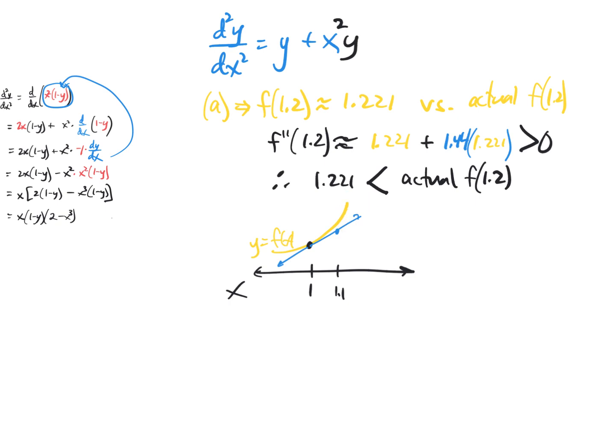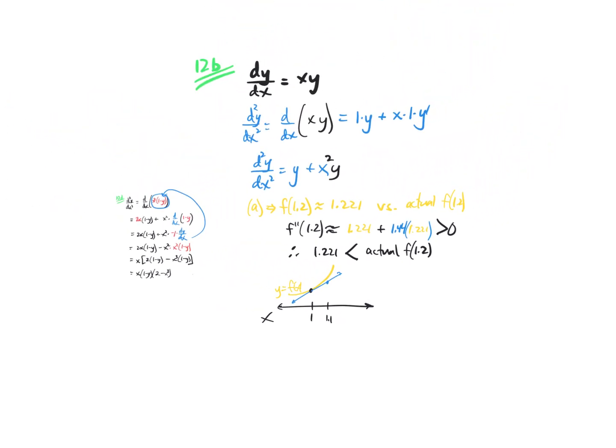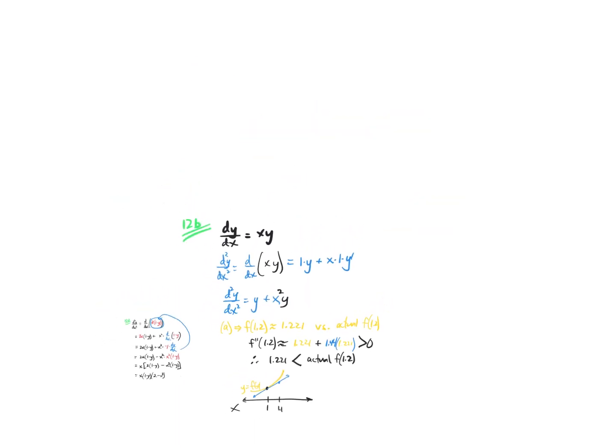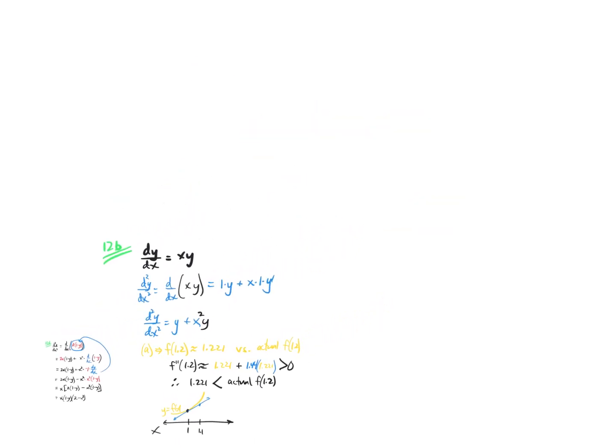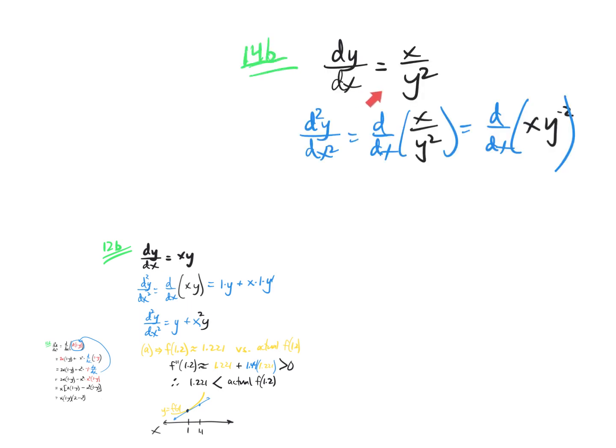All right, now let's take a quick look at number 14B. Here we go again. We're given the first derivative and then asked for the second. So the second derivative will be the derivative with respect to x of the first derivative. Keep in mind that y is a function of x. You can leave it like this and use the quotient rule. I'm going to rewrite it like this and use the product rule.